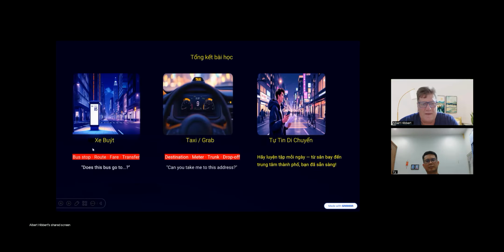Now, when you are at a bus stop, there's a bus stop. The bus will take a certain route. You will have to pay a fare for your transfer from point A to point B. When you get onto the bus, you ask the driver, does this bus go to the airport?